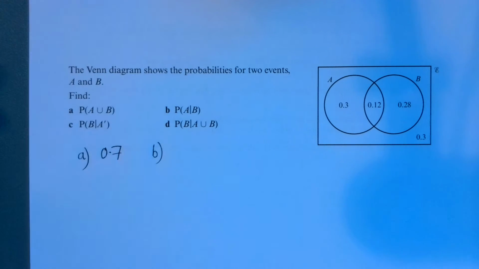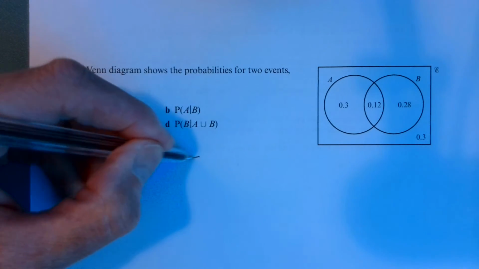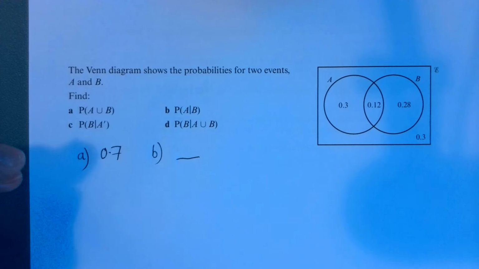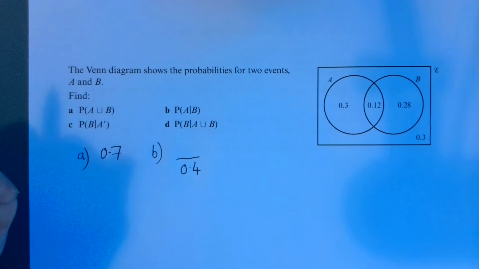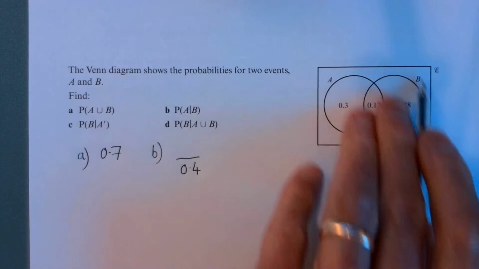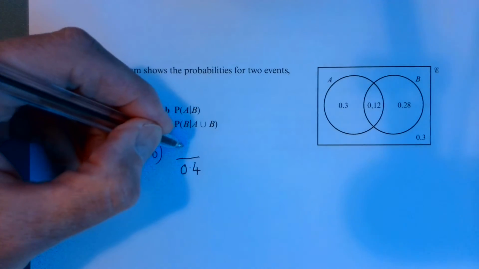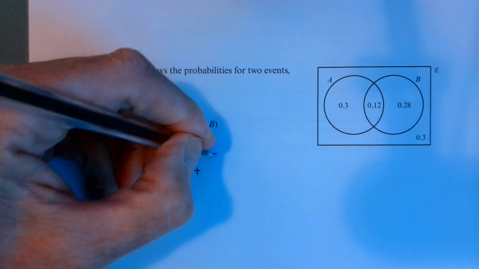B, well, hopefully watch my last video, which reminded you that for the probability of A given B, we have the probability of B in the denominator, that's 0.4. And then we say of that probability, which part of it is down to A? That's 0.12. And 0.12 over 0.4, I'm sure that you're all ahead of me. That's 0.3.